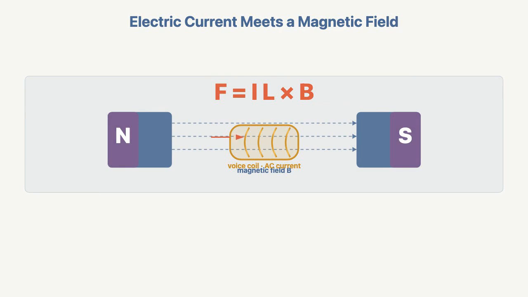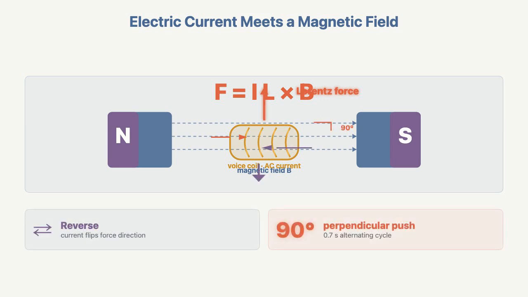magnetic field. A current-carrying wire in a magnetic field experiences the Lorentz force, summarized by the rule F equals B times I times L, for a wire at 90 degrees to the field. Reverse the current and the force reverses direction. That is the reveal. The coil does not merely get warm, it is pushed forward and pulled backward by electromagnetism. Because the cone is glued to the coil, every push becomes a cone movement, and every cone movement becomes a pressure change in the air.